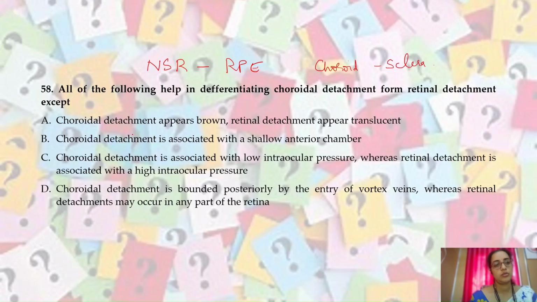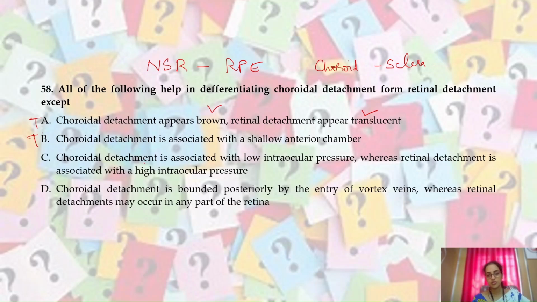So choroidal detachment appears brown. This is true. Retinal detachment appears translucent. So this helps in differentiating the two. So this is not the right answer. We have to find the false answer here. Choroidal detachment is associated with the shallow anterior chamber. This is also true. Retinal detachment doesn't need to have a shallow anterior chamber.